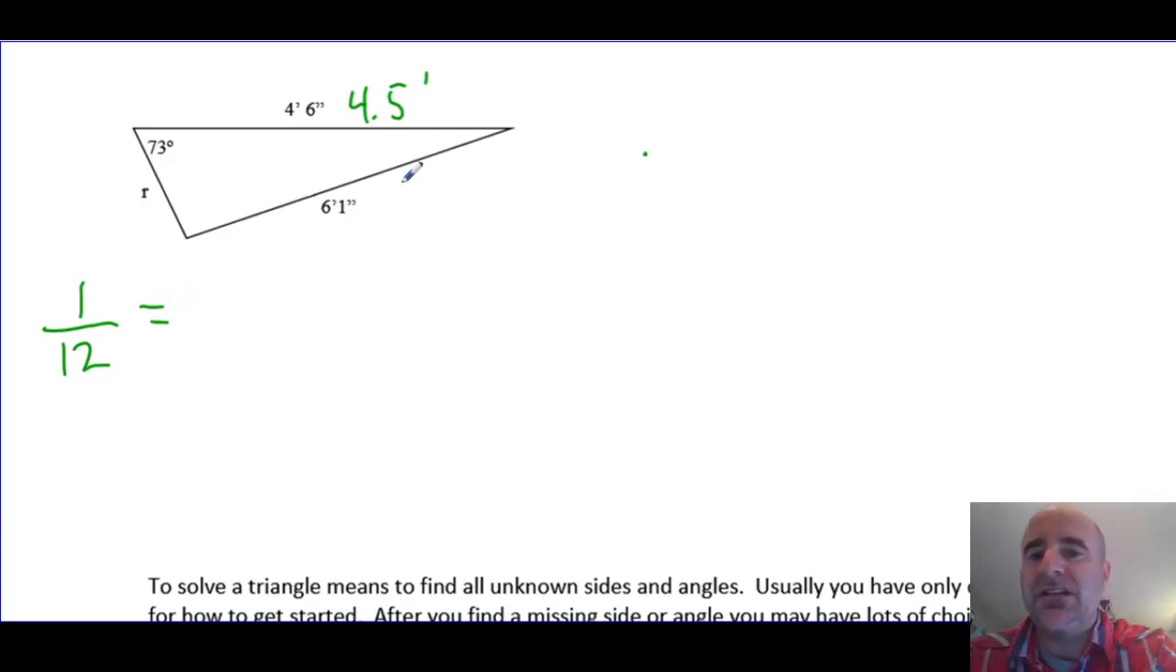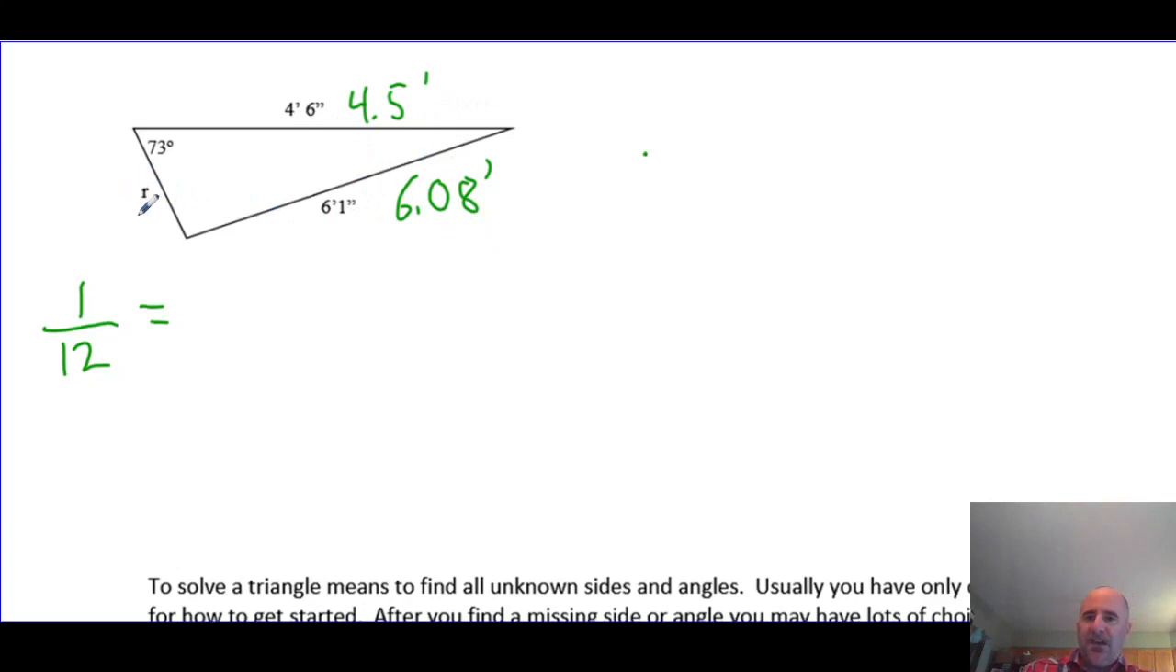It's about 6.08 feet. So it may be a bit of a bad example. Like 4 feet 6 inches does not mean 4.6 feet. 6 foot 1 inch doesn't necessarily mean 6.1 feet, but it is very close to 6.1 feet. It would round to that. Okay, so like I said, we've got a sine law question.